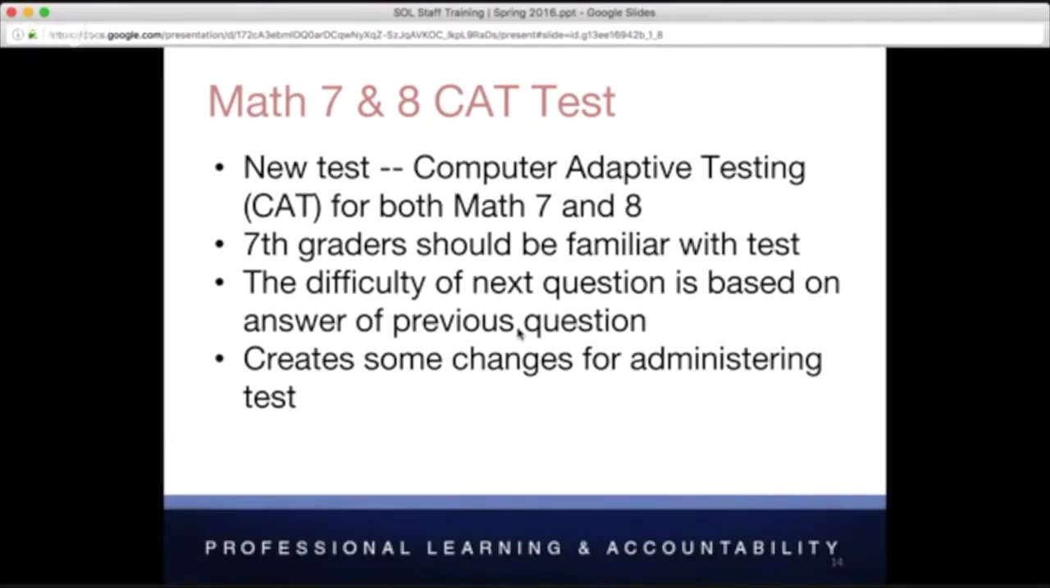Okay, new for this testing window is the new math test. This is for both Math 7 and Math 8, and it's called the CAT test. CAT stands for Computer Adaptive Testing. The 7th graders should be familiar with the format of this test, but it will be the first year that 8th graders will see it. CAT means that the difficulty of the next question is based on the answer of the previous question. This will create some changes for administering the test.